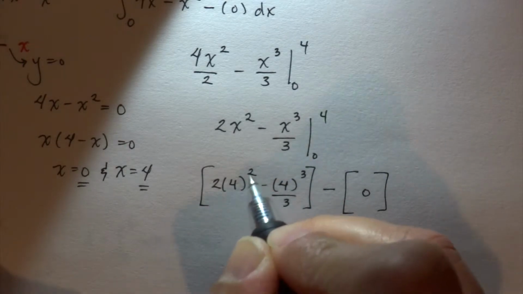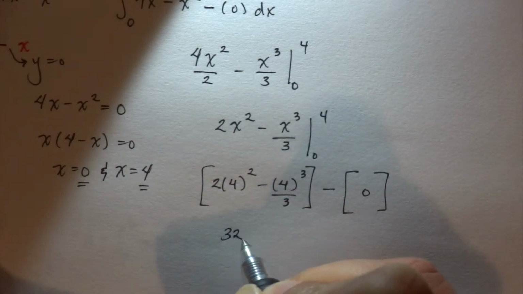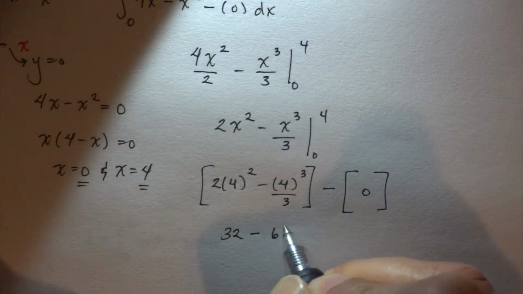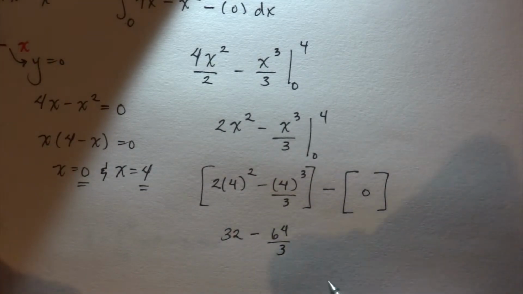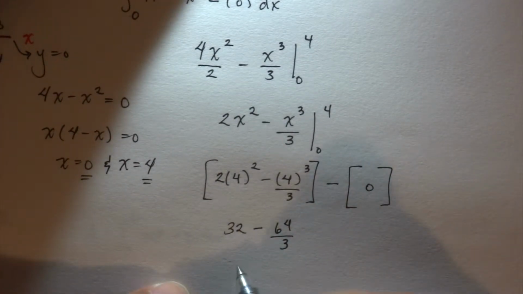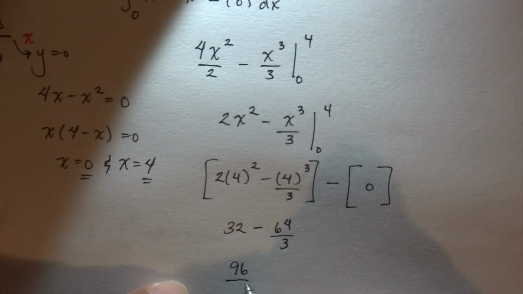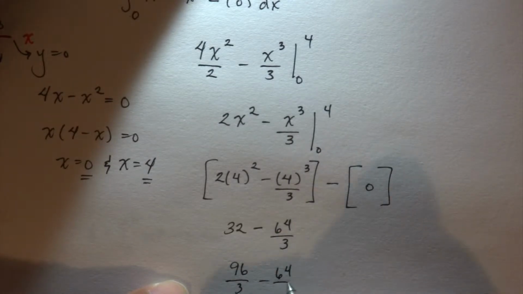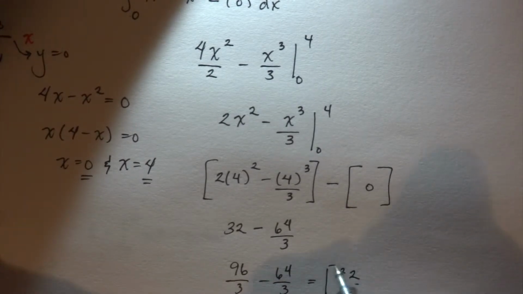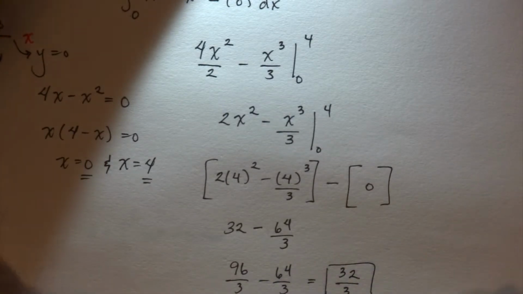So now we're left with 4 squared is 16, times 2 is 32. 4 cubed is 64, so this is 64 thirds. We can simplify further. That would give me 96 thirds minus 64 thirds, and that would give you 32 thirds, if I'm not mistaken. And that's basically how you do that one.